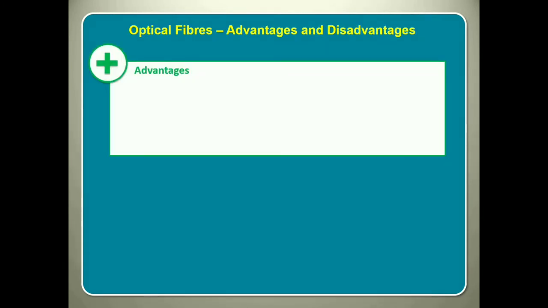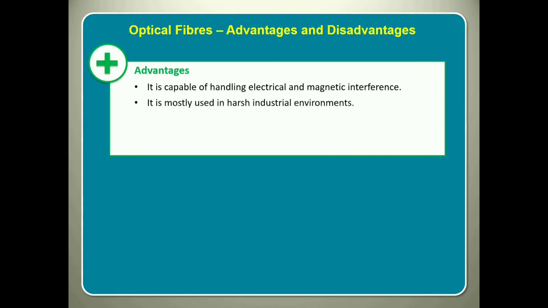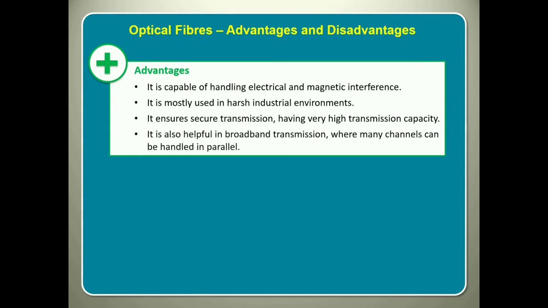There are many advantages of using optical fibers. These are: it is capable of handling electrical and magnetic interference. It is mostly used in harsh industrial environments. It ensures secure transmission, having very high transmission capacity. It is also helpful in broadband transmission, where many channels can be handled in parallel.